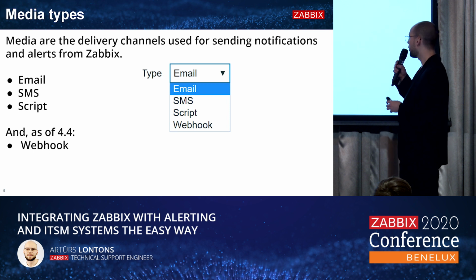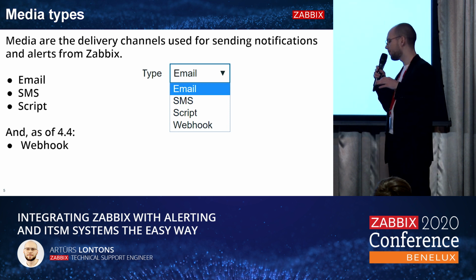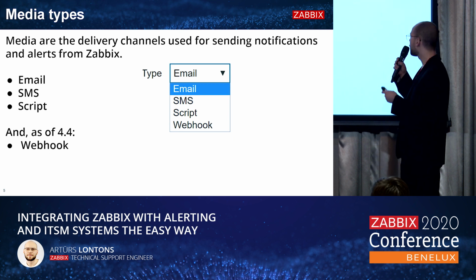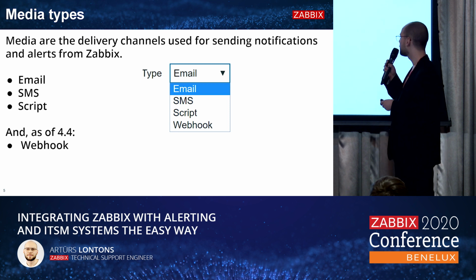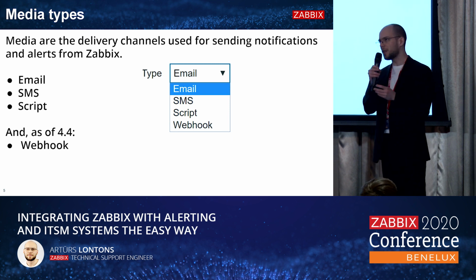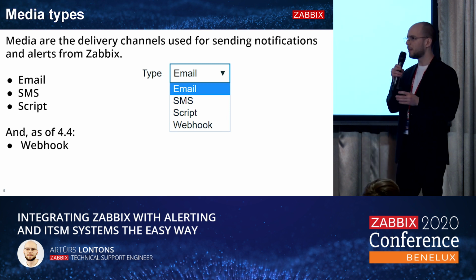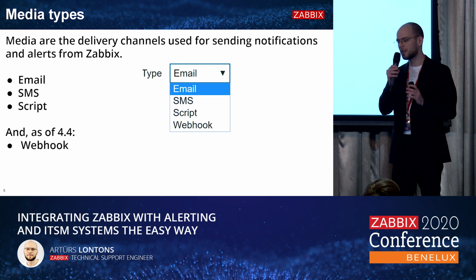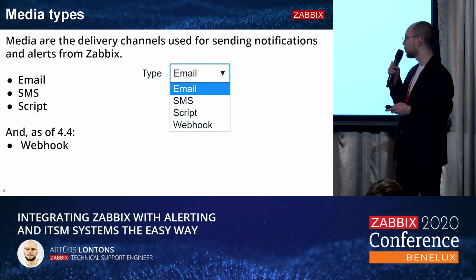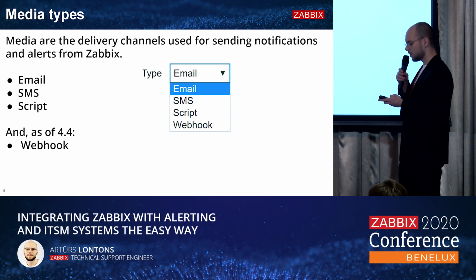So before we move on to webhooks and properly dive deep into webhooks, and this presentation will be about webhooks, let's just go through media types. First, we have 4 of them currently. We have email, SMS, script, and as of 4.4, webhooks. There have been others, depending on how we partnered with different solutions historically, but these are the core ones. These haven't changed throughout the years. We've only added webhooks, and this will be a new, strong media type that we can use in the future.